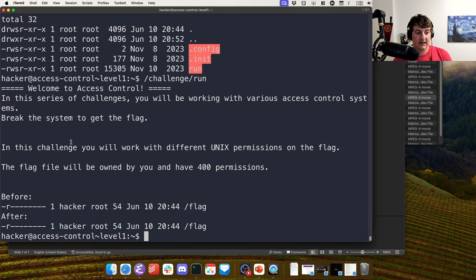It's saying that in this challenge, you'll work with different Unix permissions on the flag. Great, we've studied POSIX Unix permissions. The flag file will be owned by you and have 400 permissions. This is actually giving us some ls output, saying what /flag was before.